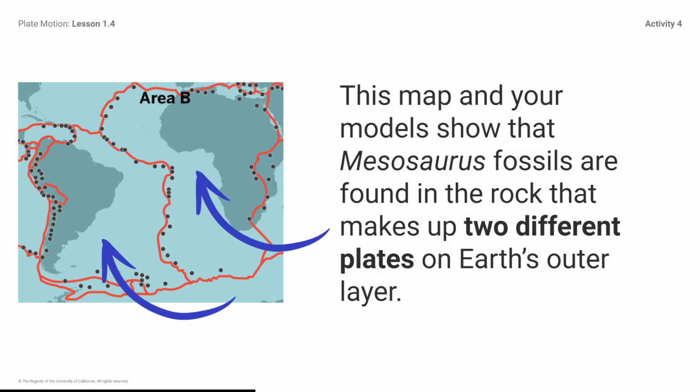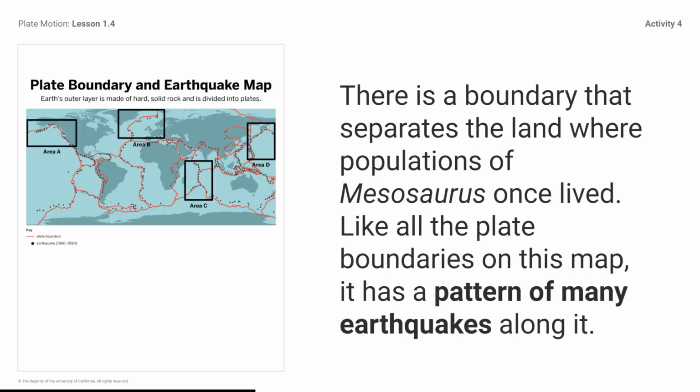This map and your models show that Mesosaurus fossils are found in the rock that makes up two different plates on Earth's outer layer. These plates are the South American plate and the African plate. There is a boundary that separates the land where populations of Mesosaurus once lived. Like all the plate boundaries in this map, it is a pattern of many earthquakes along it.